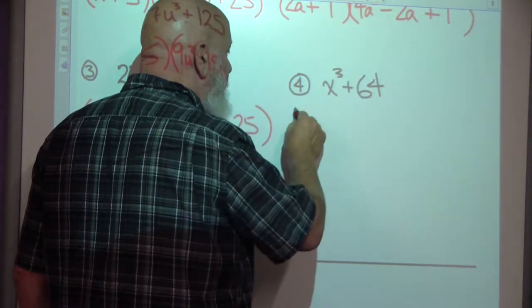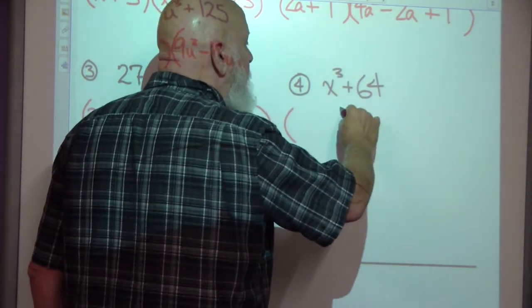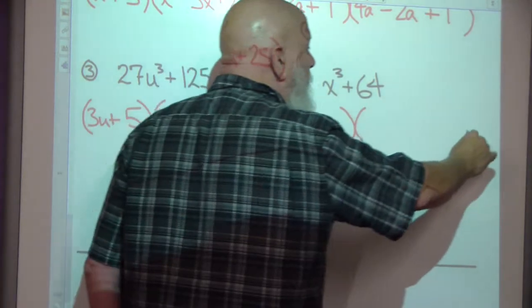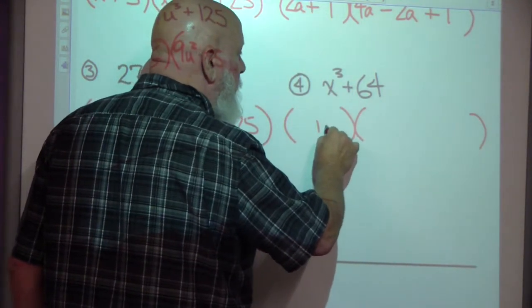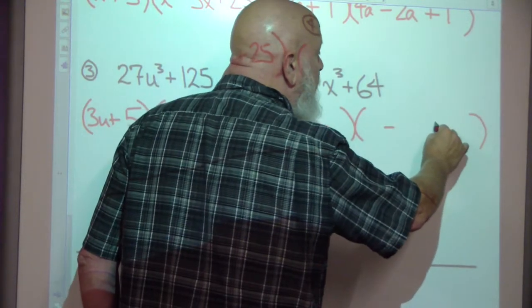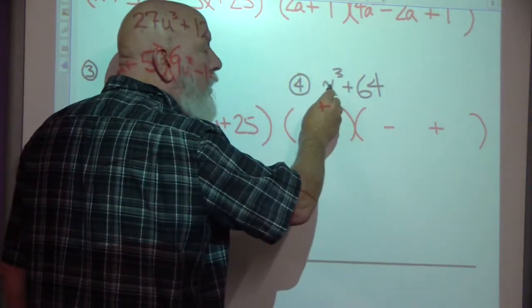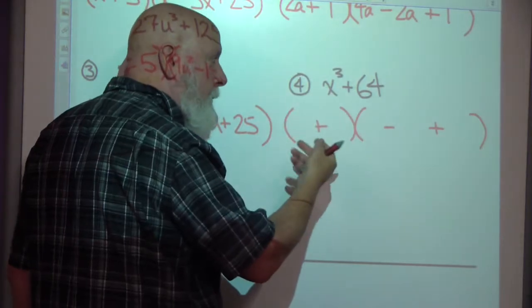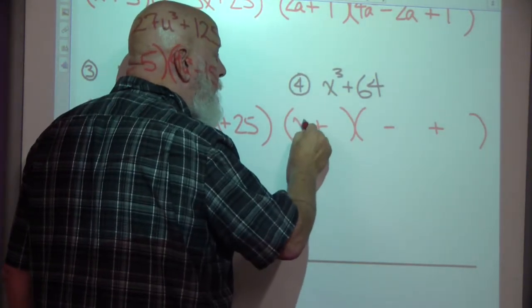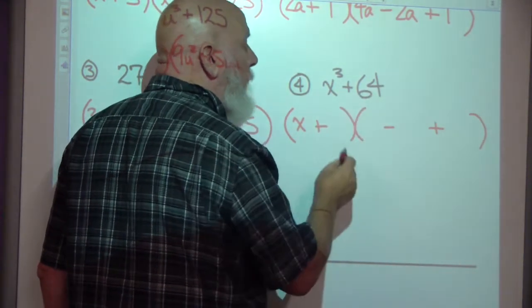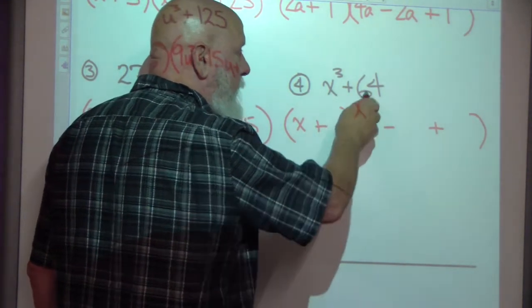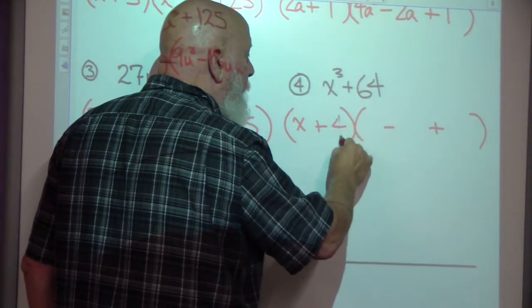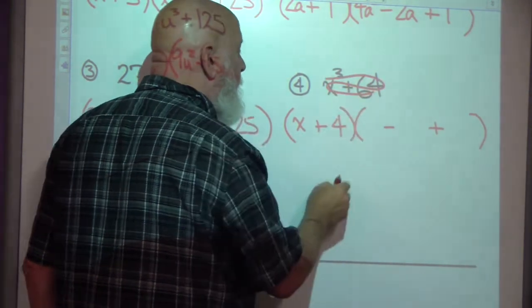Sum of two cubes can be factored. Binomial times a trinomial. Pre-place your plus and minus signs. Plus, minus, plus. Take the cubed root of this one, the thing that's being multiplied by itself. Put it here. Take the cubed root of this one, the thing that's being multiplied by itself. That's 4 in this case. 4 times 4 times 4 is 64. Put that here, and we're finished with this.